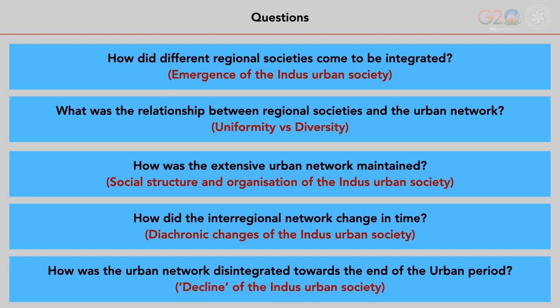The third one is, how was the extensive urban network maintained, which is connected to the social structure and organization of the Indus urban society. And the fourth one is, how did the interregional network change in time? It is connected to the diachronic changes of the Indus urban society. And the last one is, how was the urban network disintegrated towards the end of the urban period? That means the decline of the Indus urban society.